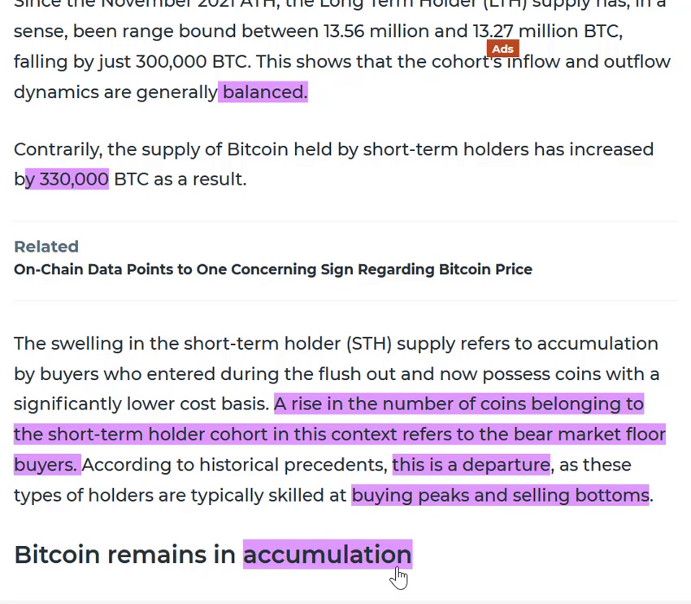This means that it can go up, it can go down, nobody knows, but we're gathering all the information to try to find out what's gonna happen next.